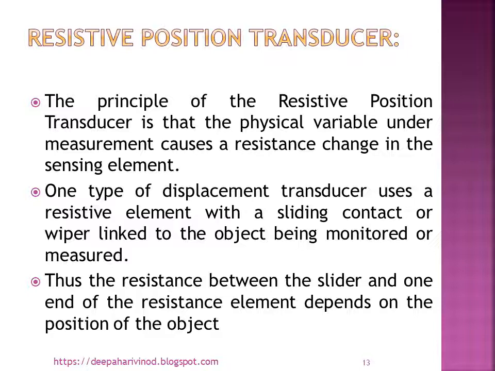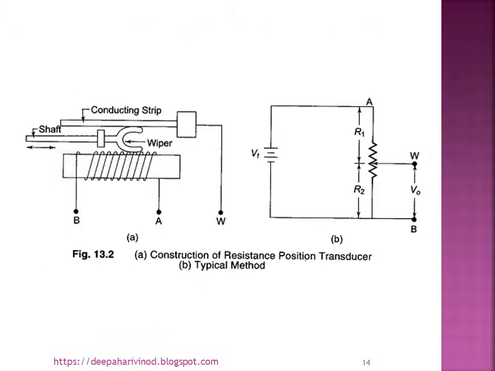One type of displacement transducer uses a resistive element with a sliding contact or wiper linked to the object being monitored or measured. Thus, the resistance between the slider and one end of the resistance element depends on the position of the object. So here we can see the figure, that is the construction of the resistive position transducer. This figure is the construction figure and this is the typical method.